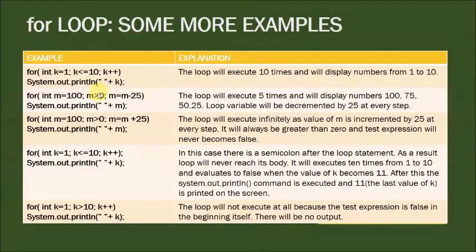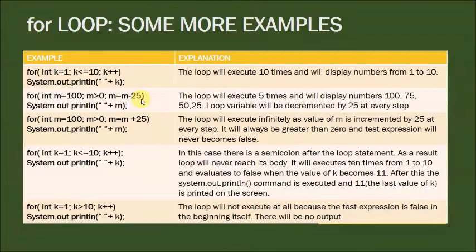After that we will go to the test expression. As 50 is greater than 0, again we will execute this statement. So 50 will be displayed on the screen. Then we will again go to this statement. Now 50 minus 25 will become 25. And as 25 is greater than 0, again the System.out.println(m) statement will print 25 on the screen.